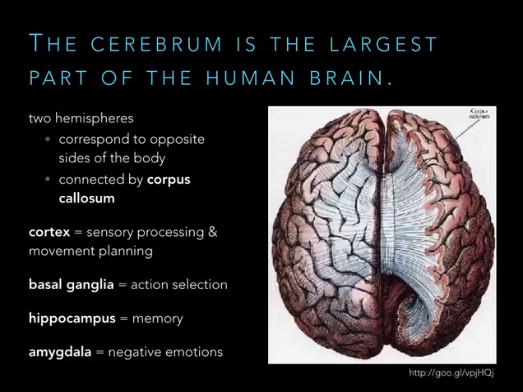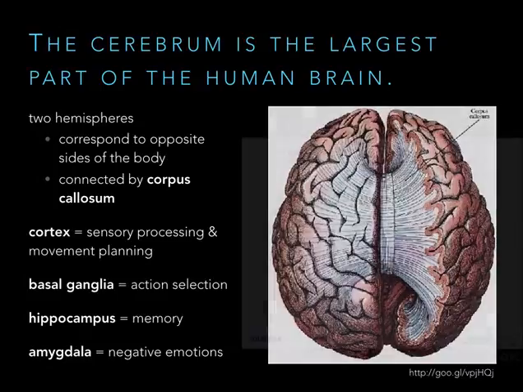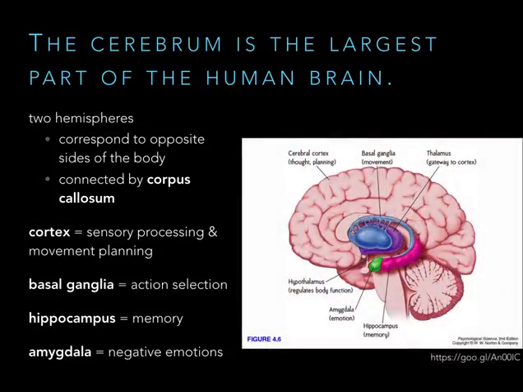Now below the cortex, and the cortex is just a covering. Okay, if you hear cortex, whether it's the brain or your kidneys, the cortex is just the outside. It's that covering, that wrinkly surface there. But our cerebrum has other nuclei below the surface. For example, the basal ganglia. This is a collection of subcortical nuclei that are very important for action selection.